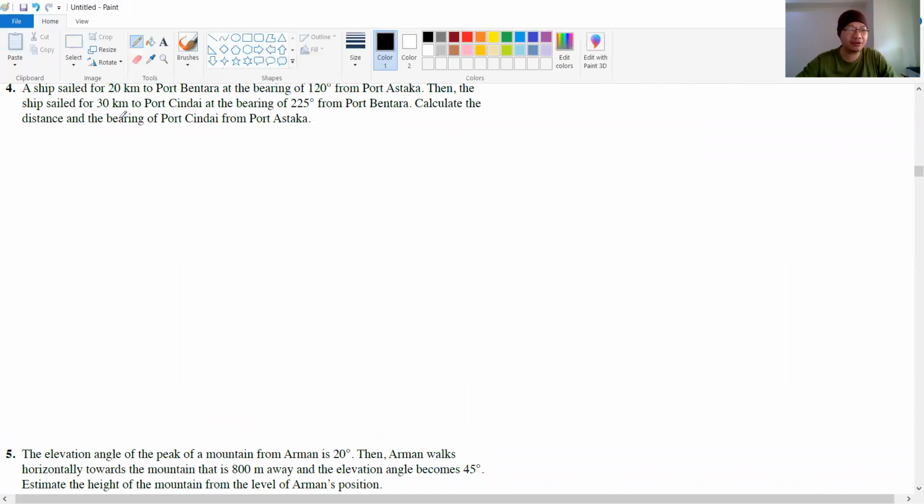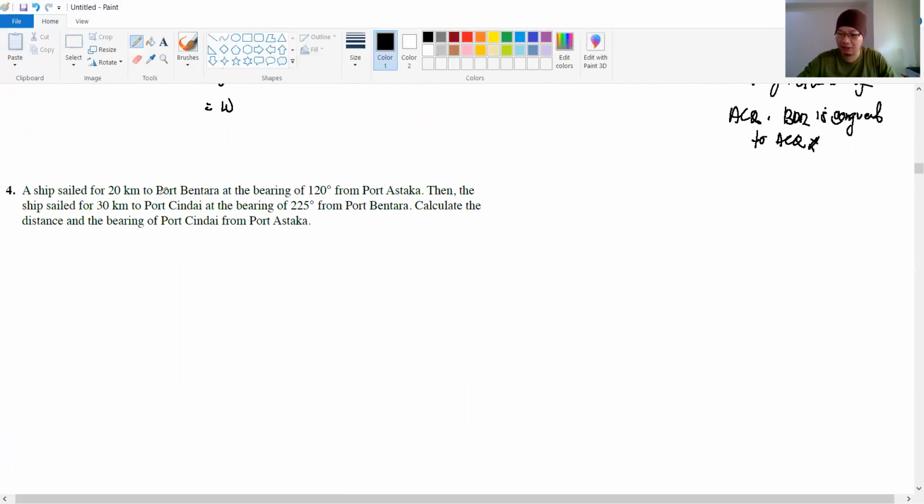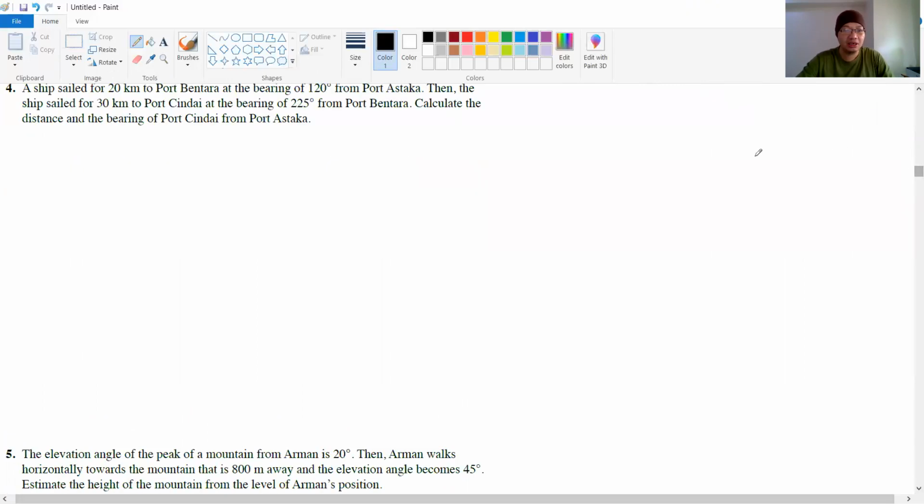A ship sails for 20 km to Port Bentara. Bearing again, bearing. Okay, I think bearing you guys can try, right? Okay, maybe you guys can try. Never mind, I'll just do it together. Number 5 is also bearing. Oh, number 5 is not bearing. Number 5 is just a normal angle. Okay, sorry. It's a bearing, right? Elevation angle. This one is a bearing. Okay, so the bearing question is very famous here. Okay, so let's do number 4.